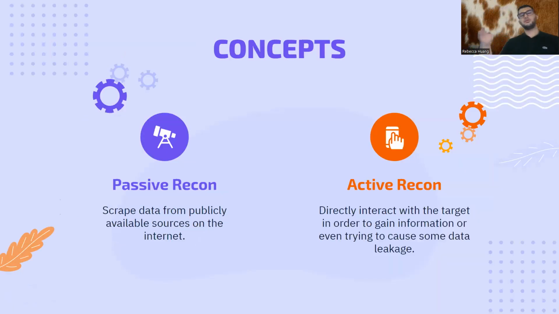And I wanted to introduce some concepts. Recon has two types: active recon and passive recon. Active recon is stuff like maybe brute forcing files and seeing what comes up. You're heavily interacting with the target. You're sending a lot of requests.